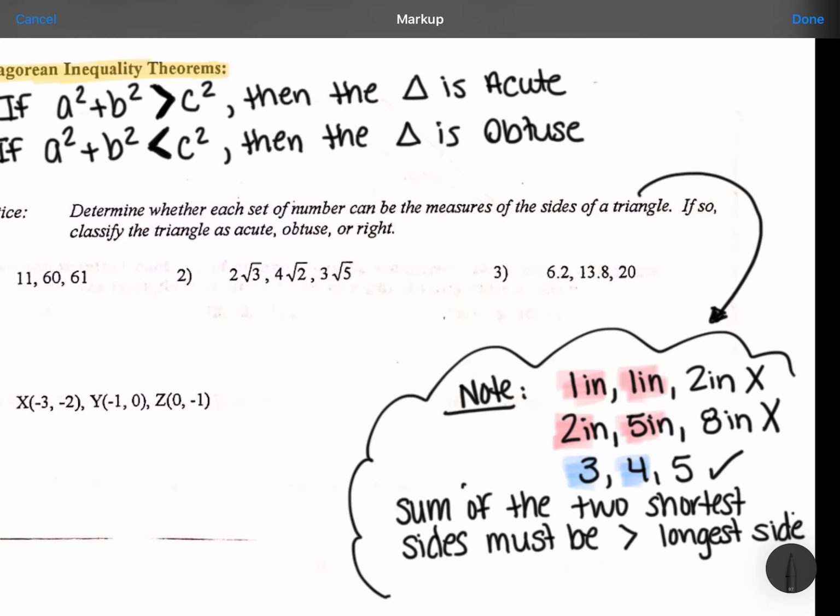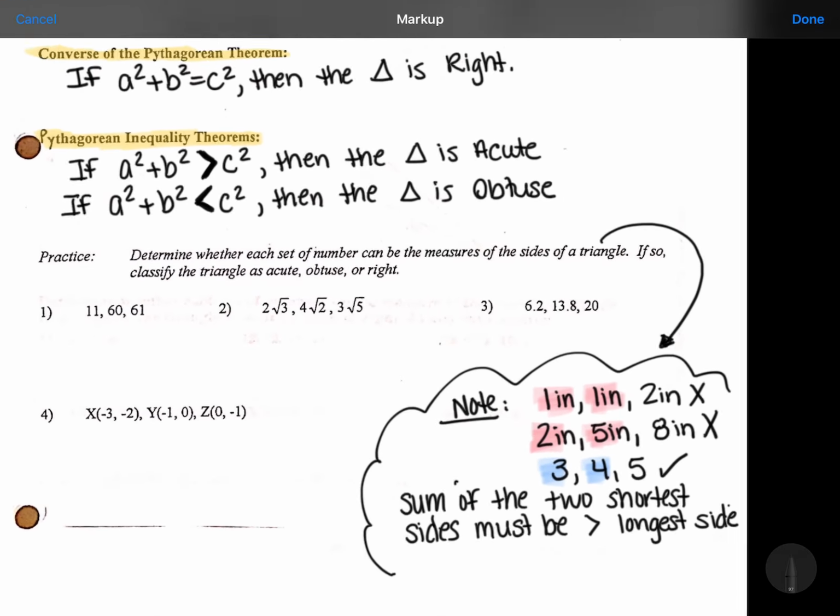So always check to see if you have a triangle before you determine if that triangle is right, acute, or obtuse. And the way we do that is we simply take the two smallest sides and add them together. And it's got to be greater than the longest side, or the third side, which is generally your longer side.